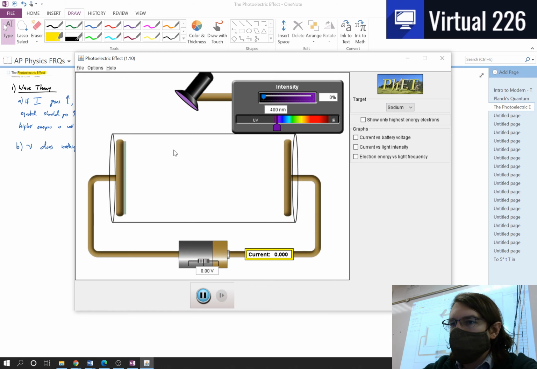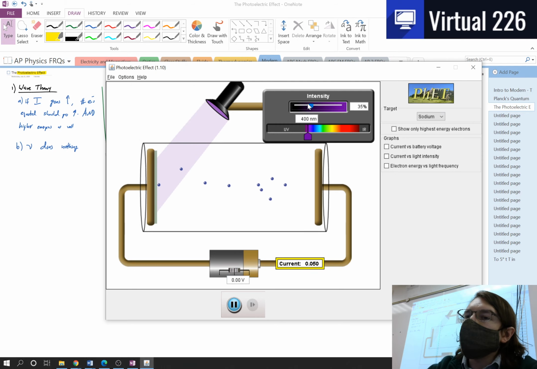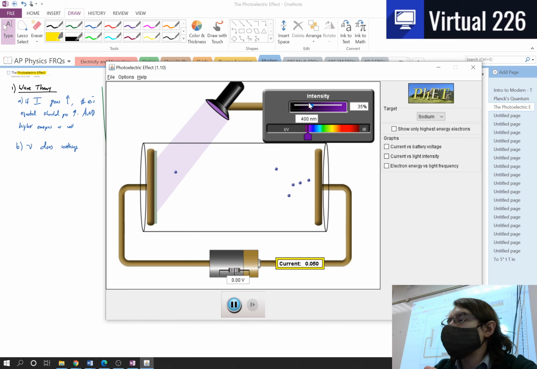So let's see, just experimentally, what happens when we mess with some intensities and some frequencies. Both sides argue that when we increase the intensity, we should get more electrons coming out of this salt plate. Oh, look at that. Now, the wave theorists argue that when I increase this intensity, I should get higher energy particles as well. Should get faster kinetic energies.